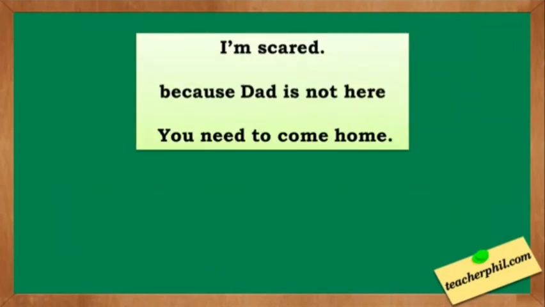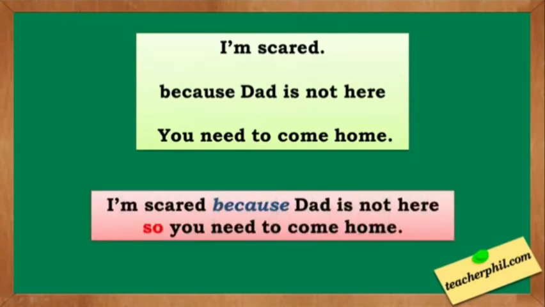The fourth one, I'm scared because Dad is not here. You need to come home. The correct answer is I'm scared because Dad is not here, so you need to come home. I'm scared and you need to come home are our independent clauses. Because Dad is not here is our dependent clause.